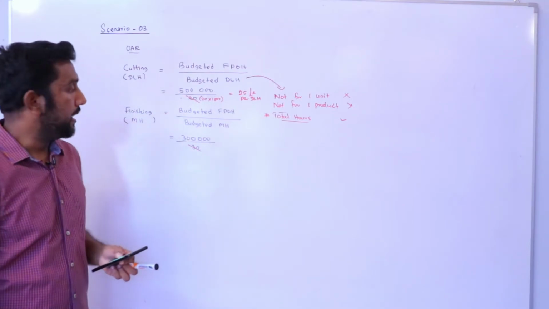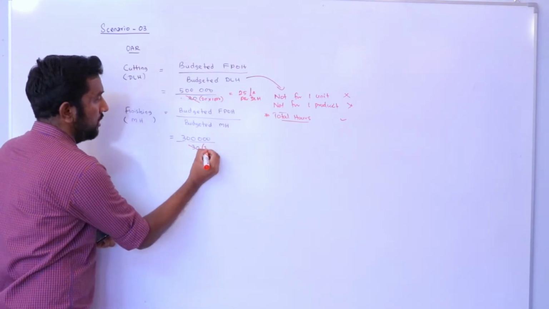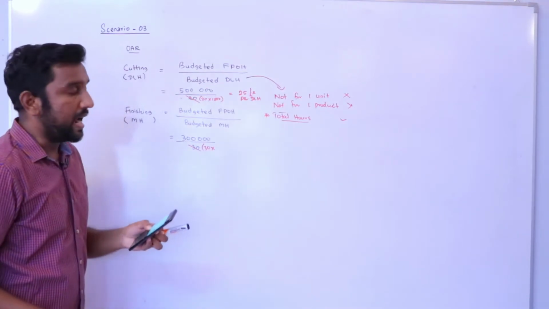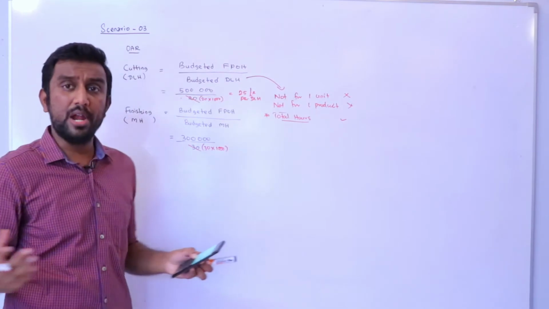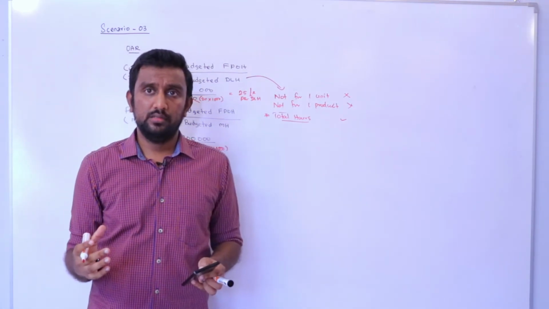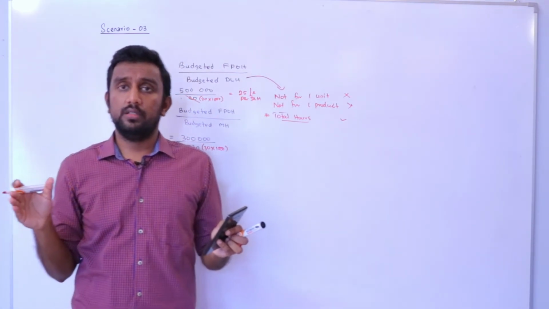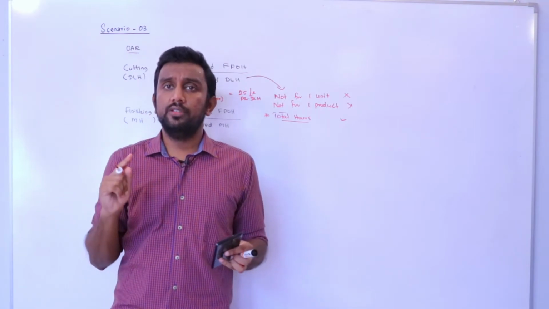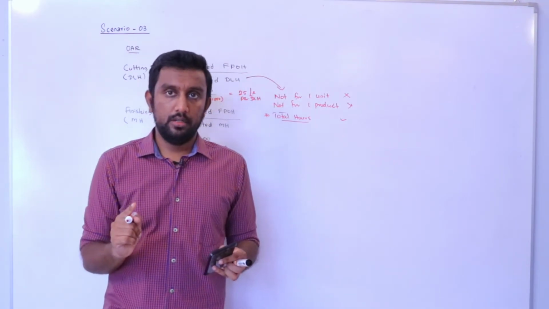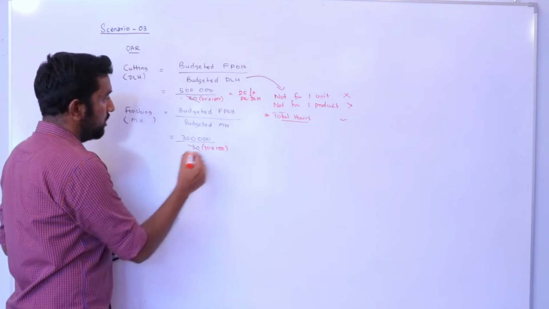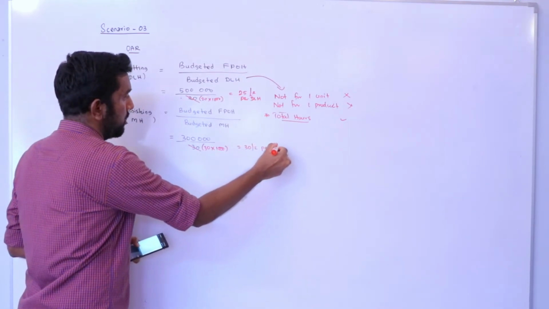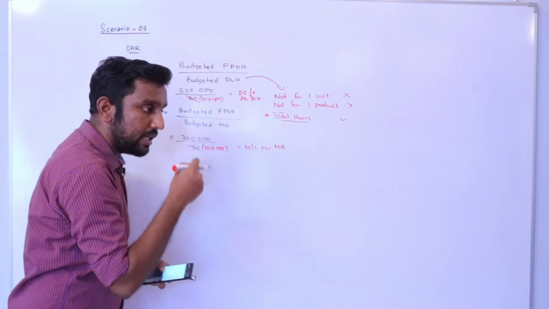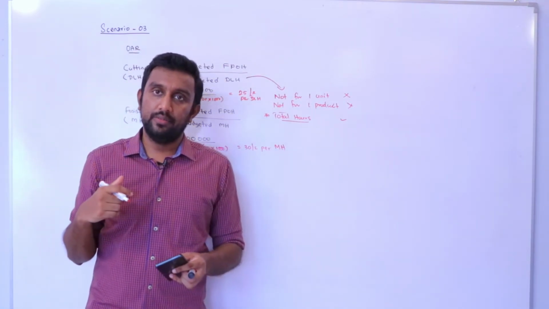Again, this one is 30 hours, and I am producing 1000 units. Only one product we have. If we have two products, we have to add both, right? We have to find the total hours, not for a unit, not for a product. So 30,000, and we'll get the answer 30 rupees per machine hour. So this is the important point in this scenario.